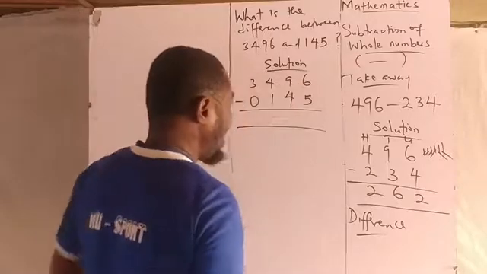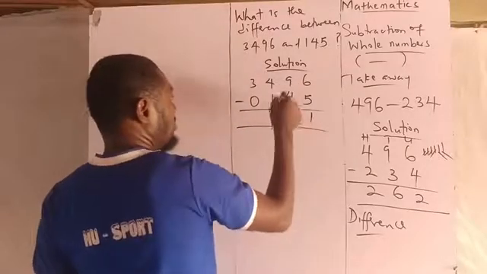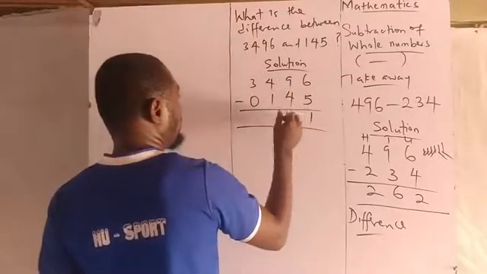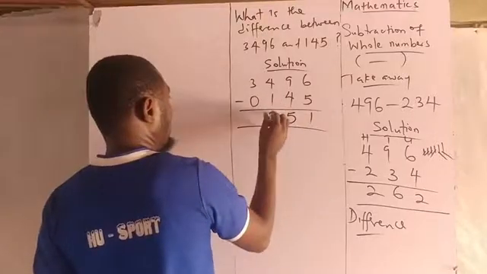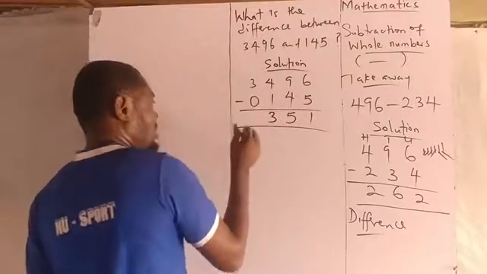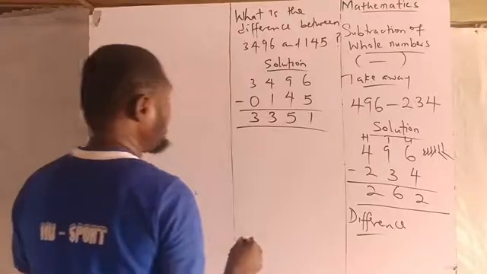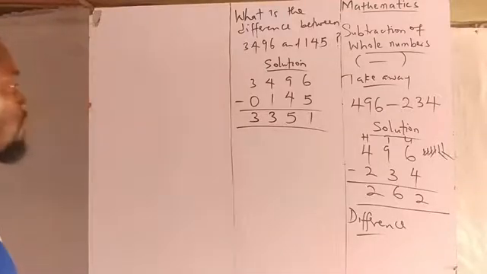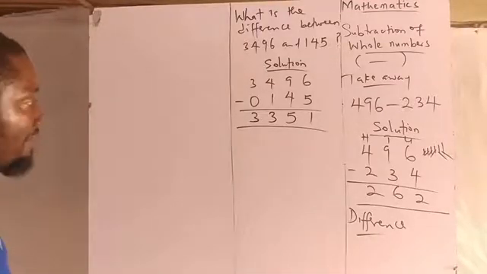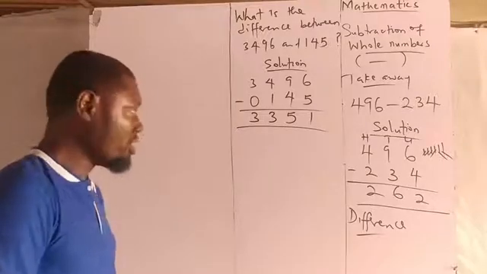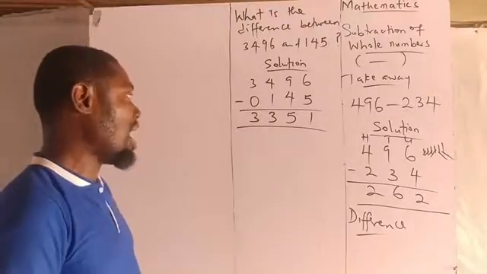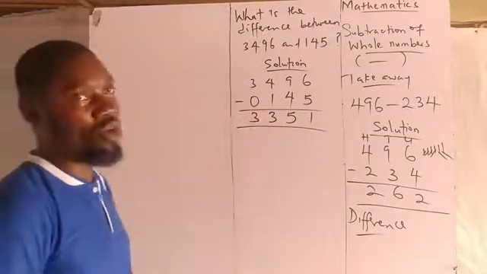6 take away 5 is 1. 9 take away 4 is 5. 4 take away 1 is 3. And 3 take away 0 is 3. So the difference is 3,351. The difference is 3,351. That is what they want to get as your right answer.